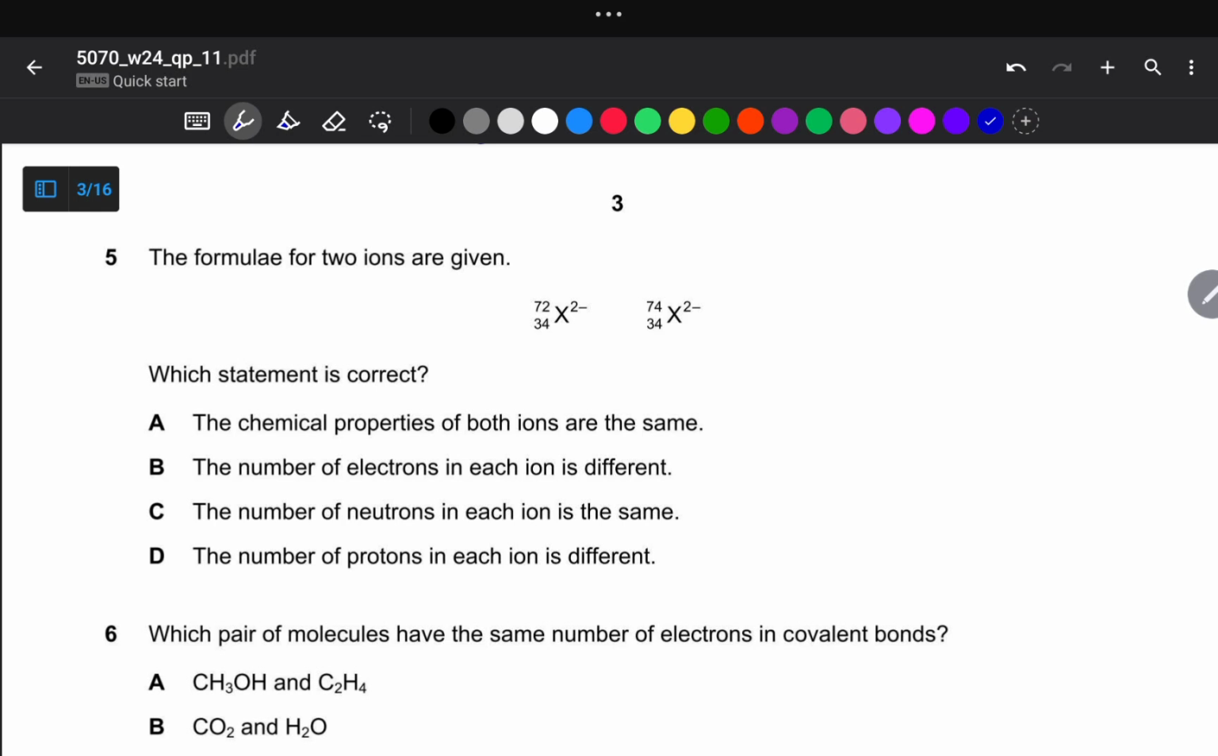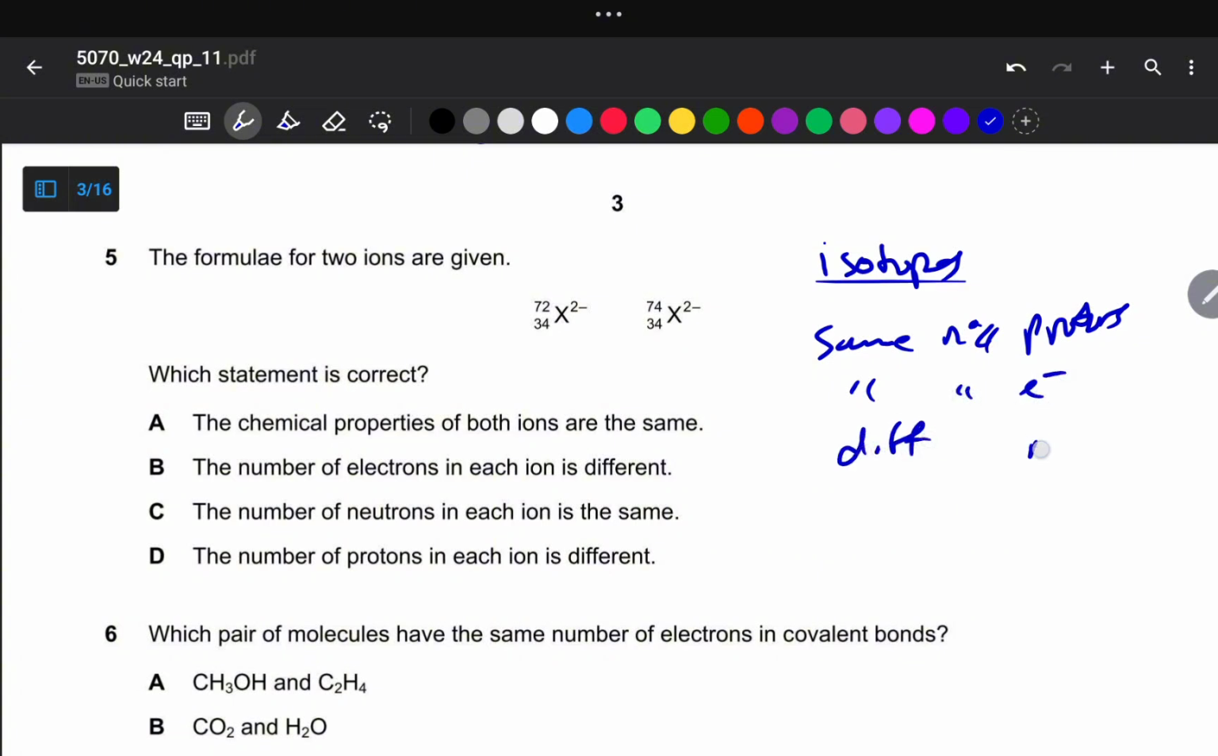So isotopes have got the same number of protons, same electrons, and then different neutrons. Are we together? This means they've got different mass numbers. Are we together, guys? This is what you really need to know when it comes to isotopes. Are we together? So which statement is correct?